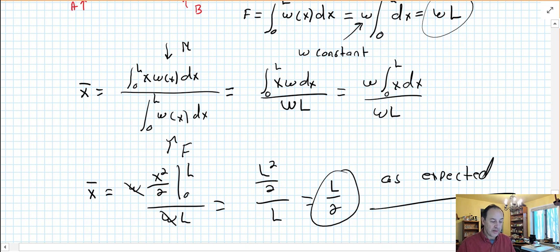Okay, that one's no surprise, but it's good to do one that you know so you're confident that the system works. All right, that's it for this. When we come back in the next one, we're going to deal with a problem where that load is not constant.